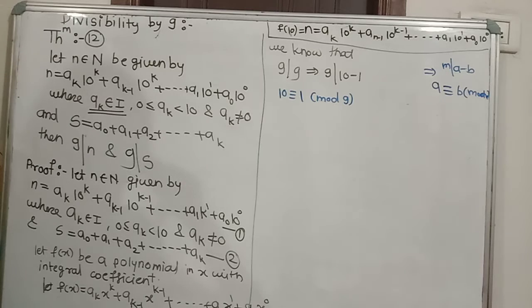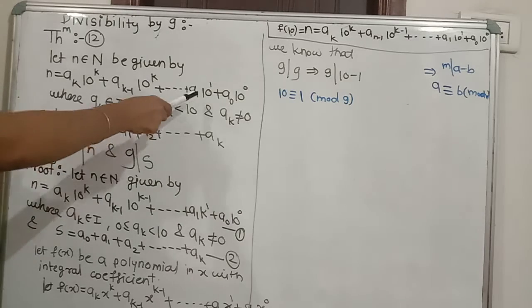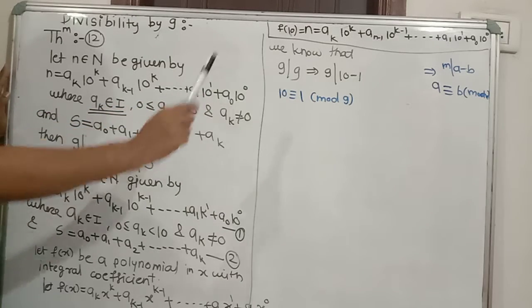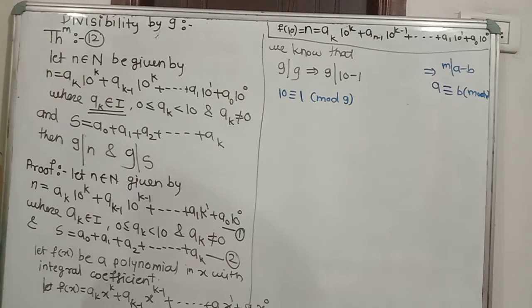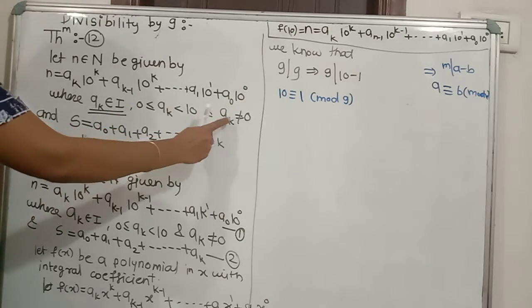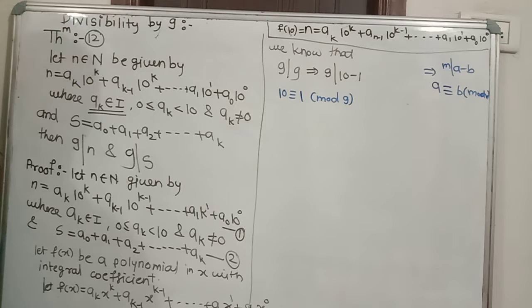Let n belong to N be given by n equals a_k 10 raised to the power k plus a_{k-1} into 10 raised to the power k minus 1, and so on, plus a_1 10 raised to the power 1 plus a_0 10 raised to the power 0, where a_k are integers, a_k lies between 0 and 10, and a_k is not equal to 0, meaning it's non-zero.